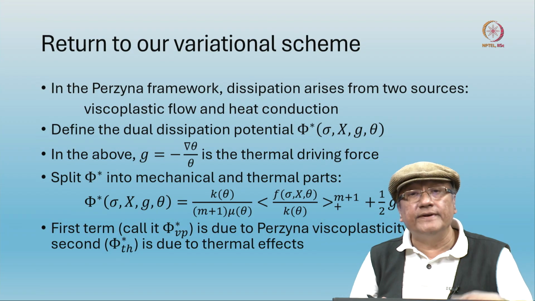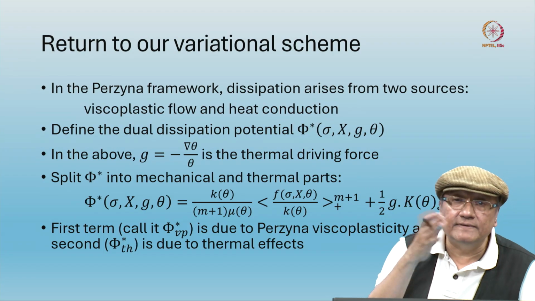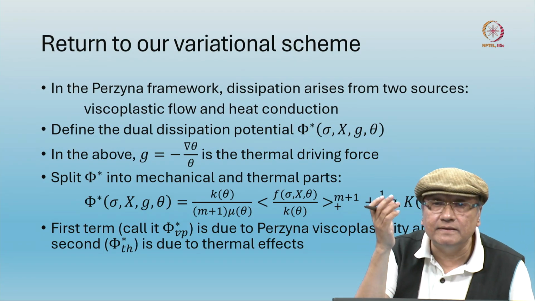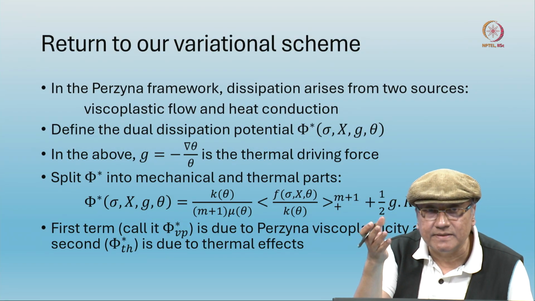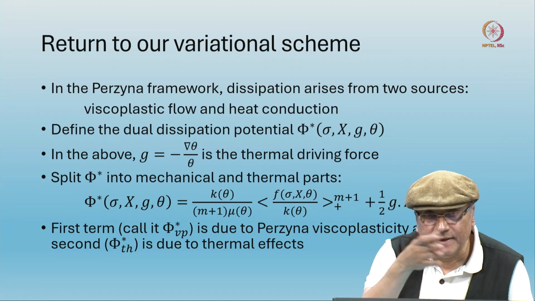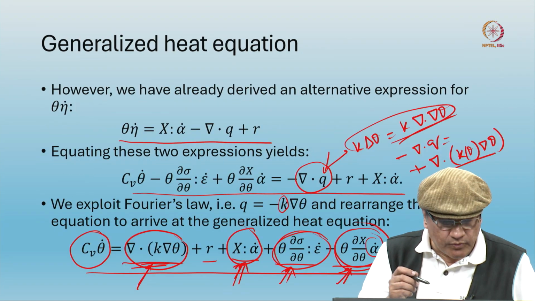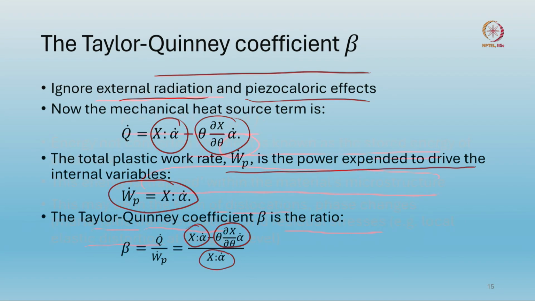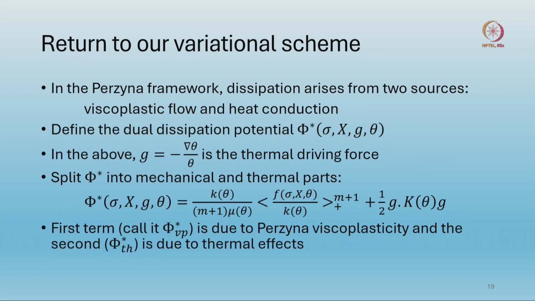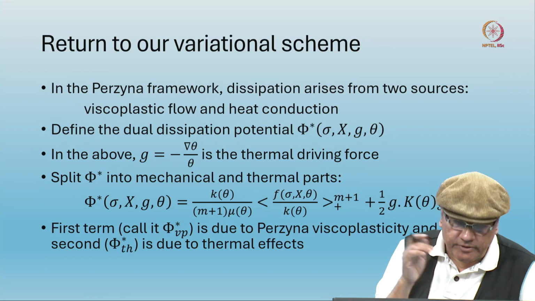Now we can return to our variational scheme. All of this has given us some ideas about what the generalized heat equation does. It gives some insights into how the physics of plasticity happens. That is why we talked about it. But essentially, we do not have to directly integrate this differential equation for theta to find theta, because we can do everything based on our variational scheme. So for our computational purposes, that heat equation is not very useful.